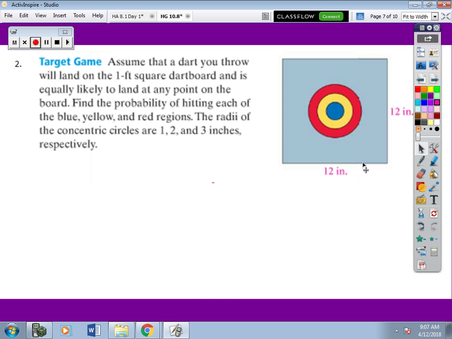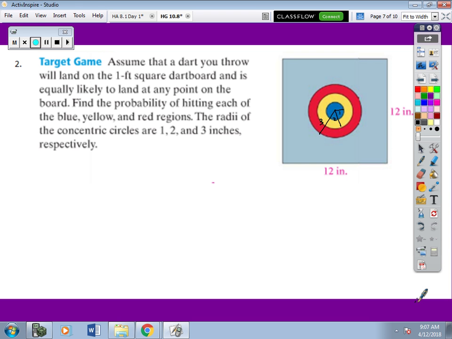Now on the back, we have a dartboard. The dartboard's a square, 12 by 12, and then we have 3 circles inside. A blue circle, a yellow circle, and a red. Well, the yellow is just a ring, really, and the red is also just a ring. It's not a full circle. So assume that a dart you throw will land in the 1 foot by 1 foot, 12 inch by 12 inch dartboard, and is equally likely to land at any point on the board. We're going to find the probability of hitting the blue, yellow, and red regions if the radii of the concentric circles are 1, the yellow one is 2, and the red one is 3.